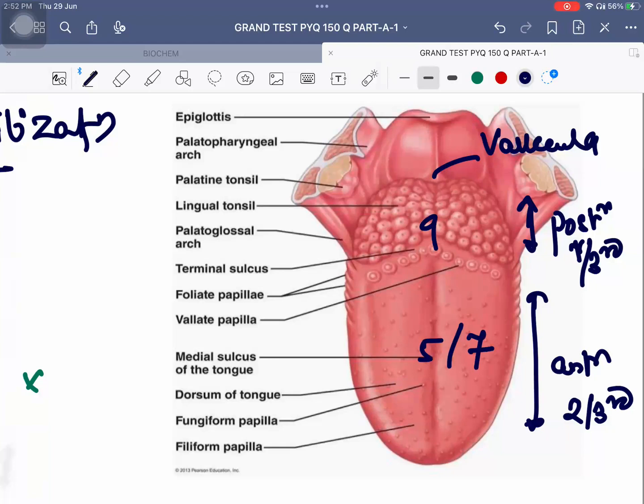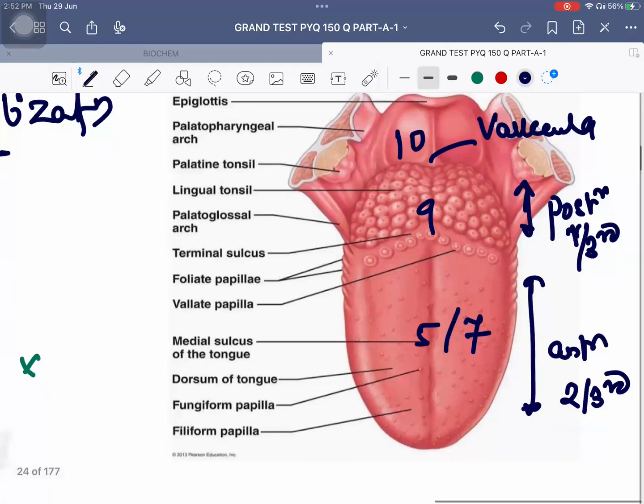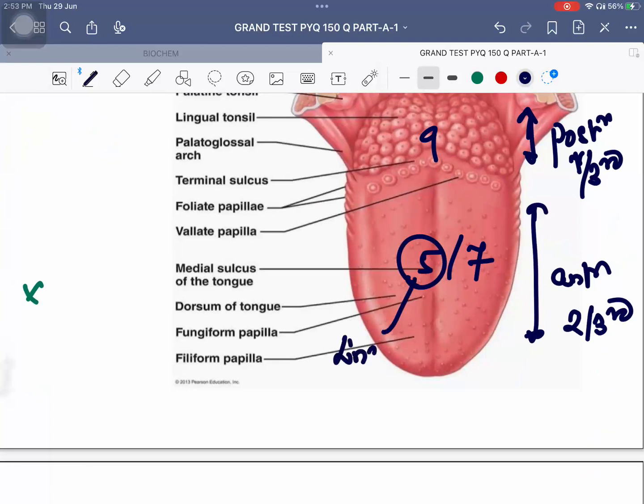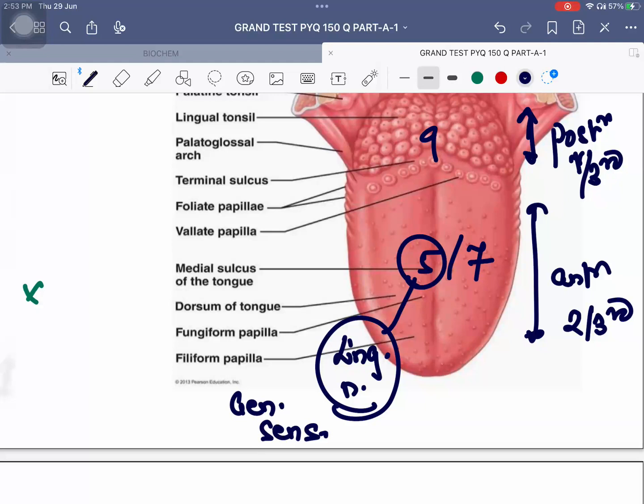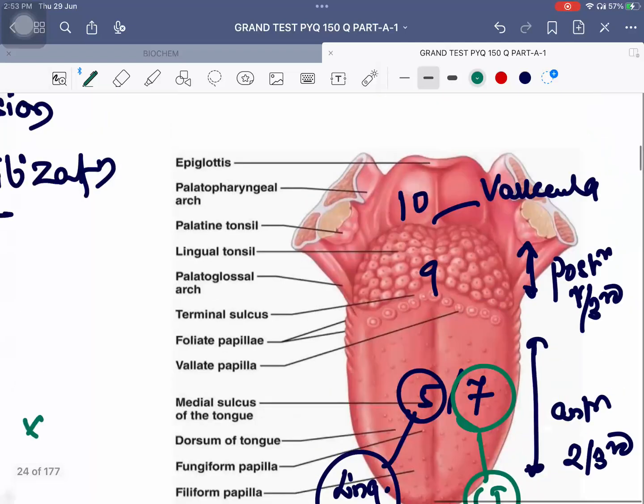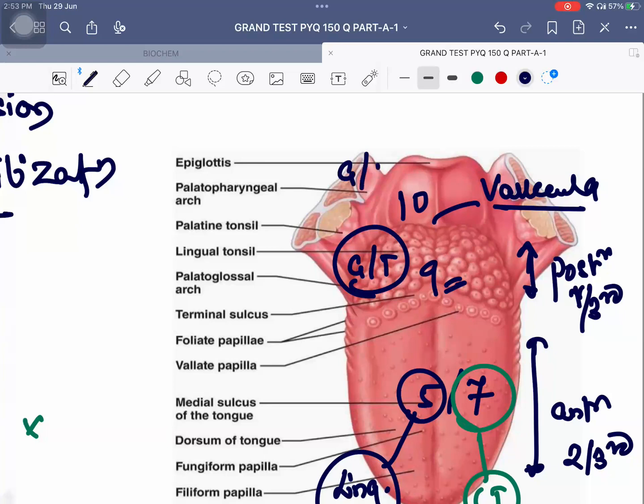5, 7, 9 and 10. You write it like this, right? So usually from the anterior 2/3 of the tongue, general sensations are carried by the lingual nerve, and the lingual nerve is a branch of the mandibular division, and the mandibular division is a branch of the trigeminal nerve. These are responsible for general sensation, that is touch, temperature, pain and pressure. But taste sensation is carried by a branch of the facial nerve known as chorda tympani nerve. Then the posterior 1/3 of the tongue usually, general as well as taste sensation, both are carried by the glossopharyngeal nerve, that is your ninth cranial nerve. And from the posterior most part of the tongue, that is vallecula, both general as well as taste sensation are carried by the vagus nerve, that is your 10th cranial nerve.